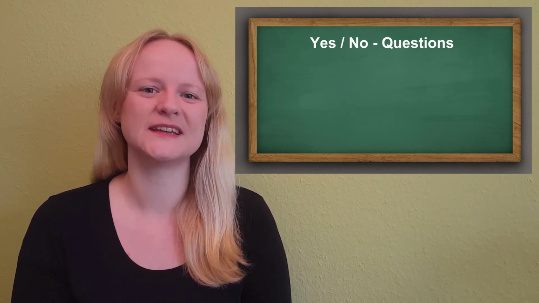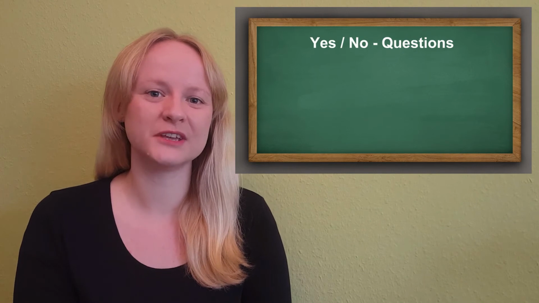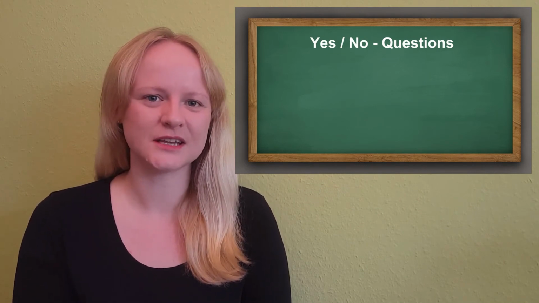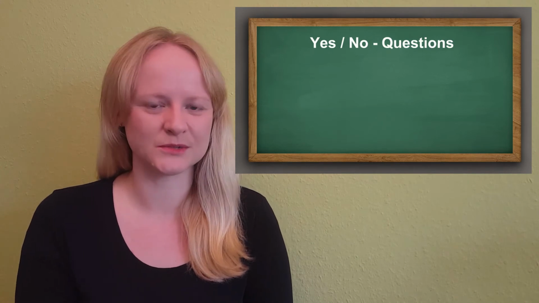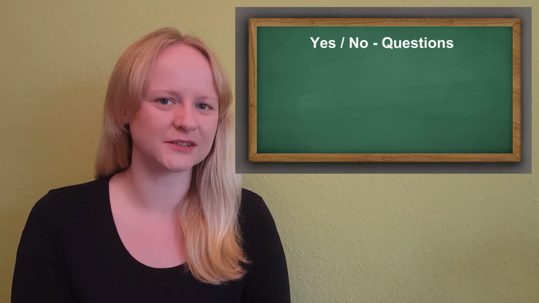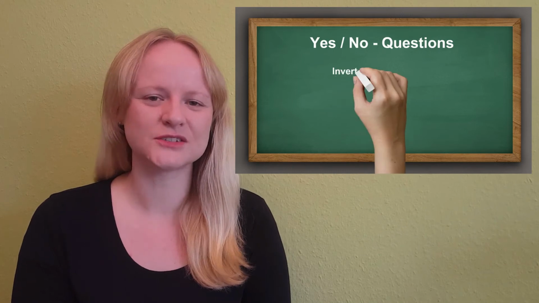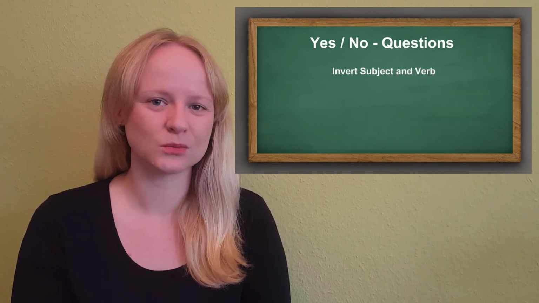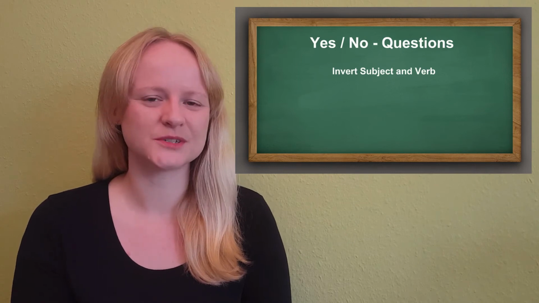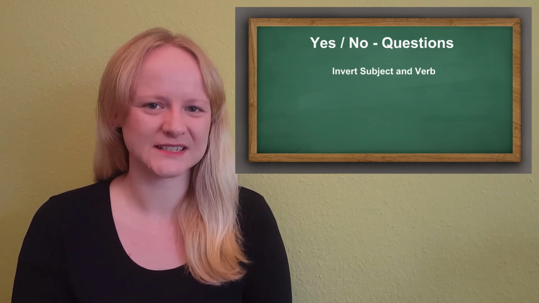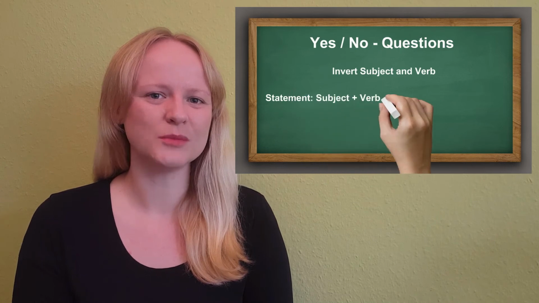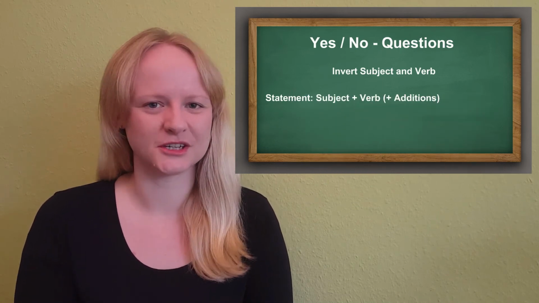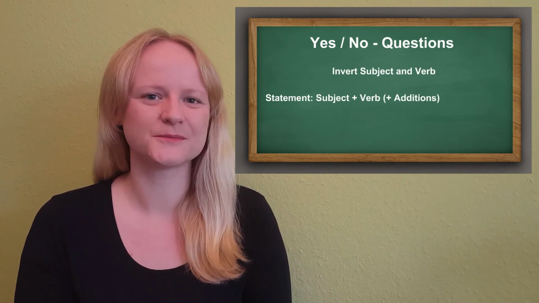In order to formulate a yes-no question, we need to rearrange the order of words in a sentence. Just like English, a typical German sentence has a subject, verb, object structure. To convert that into a question, we will only need to invert, meaning to switch, the position of the subject and verb. So as I said, a statement normally starts with the subject, then the verb, and maybe an addition like an object or an adverbial.